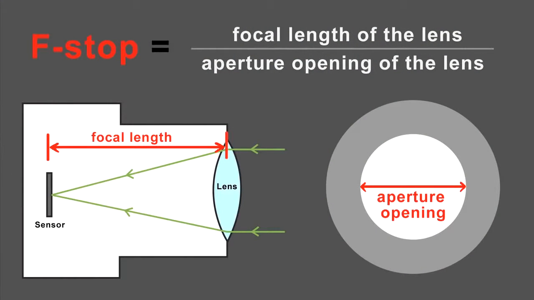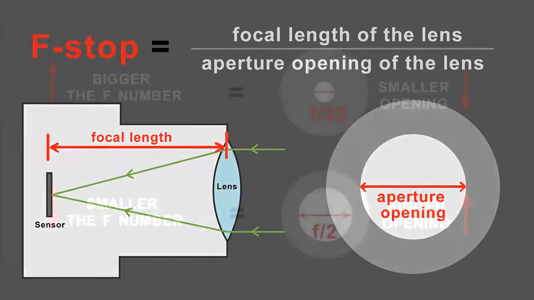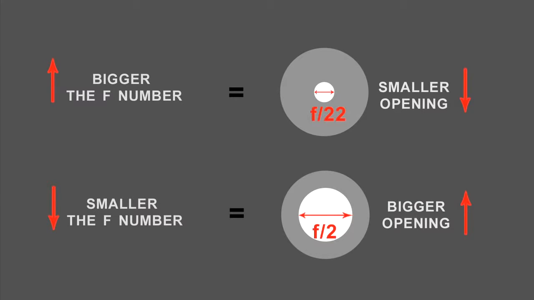What does the f-stop actually stand for? F-stop equals the focal length of the lens divided by the aperture opening of the lens. And now comes the part which makes a lot of people confused, because you have to think backwards. Actually, the bigger the f number, the smaller the opening. And the smaller the f number, the bigger the opening. As you can see on the picture, the opening for f22 is actually smaller than the opening for f2.